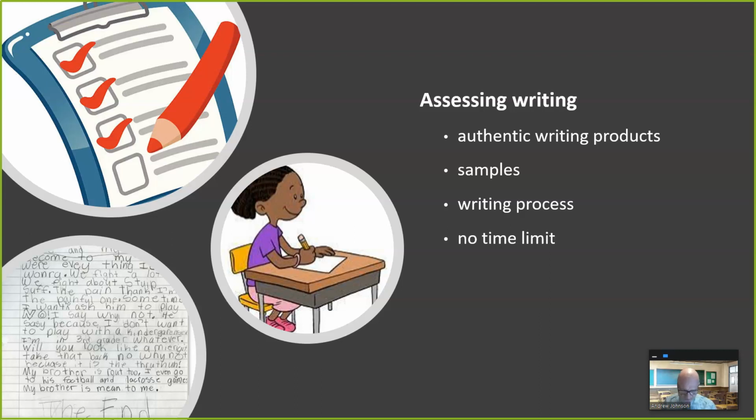Then you'd use some sort of holistic scoring measure like a rating checklist to rate students' authentic writing products based on a set of criteria. But the question is, why?